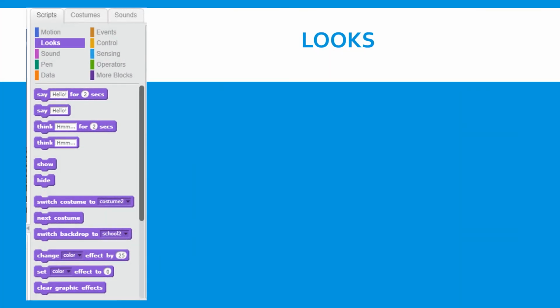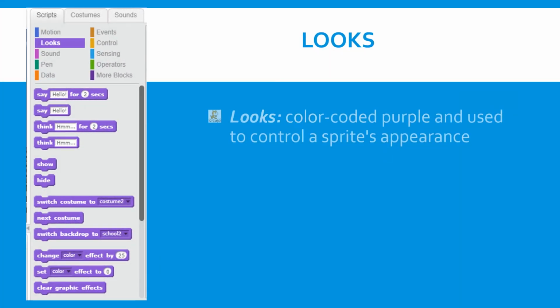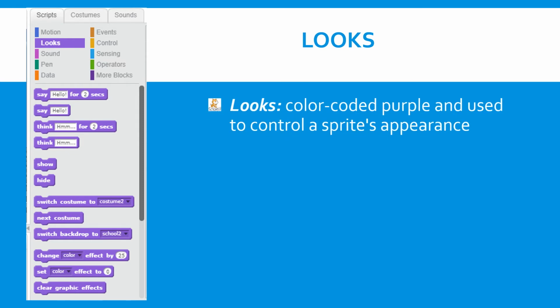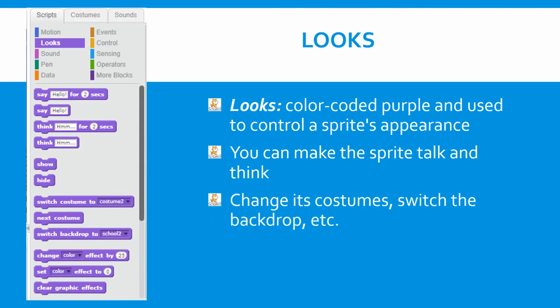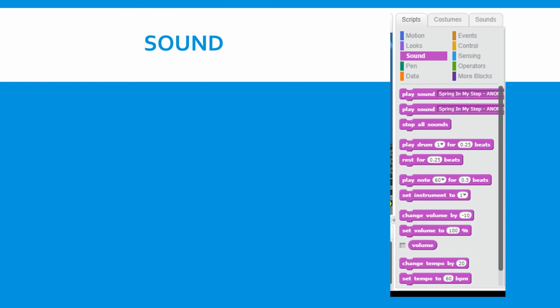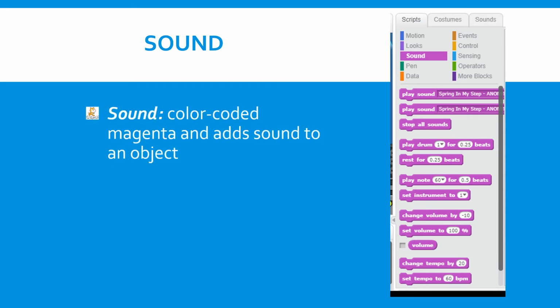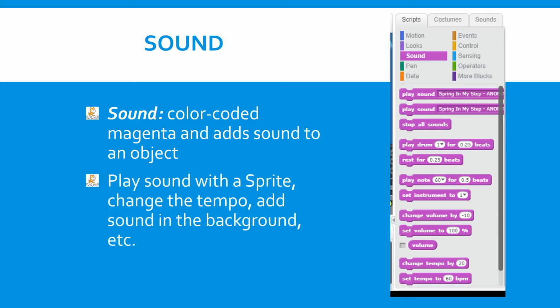The looks option. The blocks are color-coded purple and are used to control a sprite's appearance. You can make the sprite talk and think, change its costumes, switch the backdrop, etc. You can hide and show an object. For example, you can have one sprite appear while another sprite disappears. Sound blocks. The sound block is color-coded magenta and adds sounds to an object or sprite. You can play sound with a sprite, change the tempo, add sound in the background, etc.